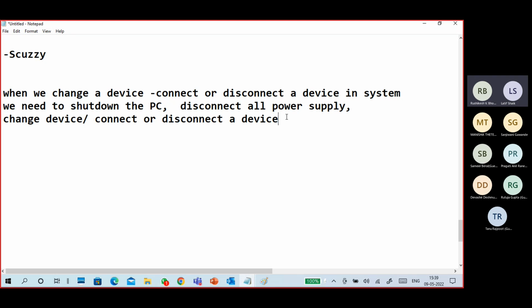Okay, so guys, remember again, I'm telling you, whether you connect or disconnect a device, you're inserting or removing, you're changing a device like a hard disk or a RAM, what you have to do is shut down your PC, disconnect all the power supply, change the device, or connect or disconnect devices. Then power on the system, PC, and verify.